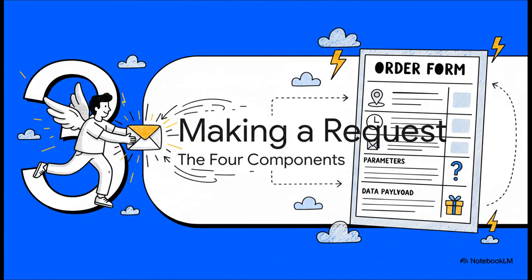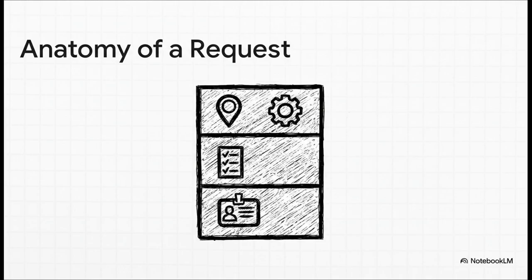Okay, so if the API is our waiter, how do we actually place our order? Let's dive into how to make a request. Think of it like filling out a very specific form to make sure you get exactly what you want. A proper API request has 4 key parts. You've got the endpoints, the method, headers, and parameters.